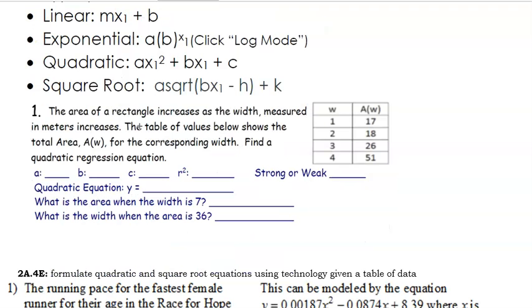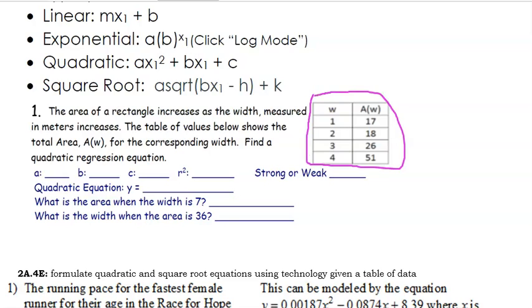Let's look at this example. The area of a rectangle increases as the width measured in meters increases. The table of values below shows the total area A of W for the corresponding width. Find a quadratic regression equation. So we'll go ahead and put this in using both of those techniques from above.